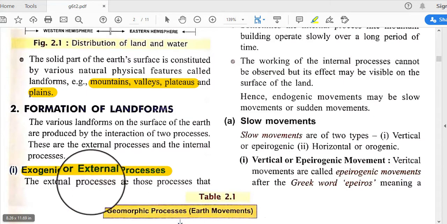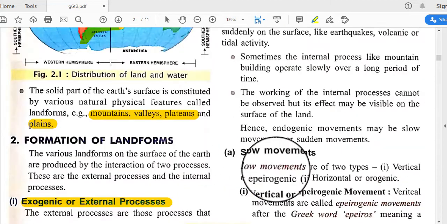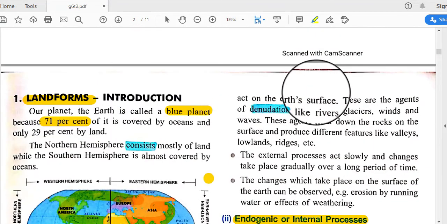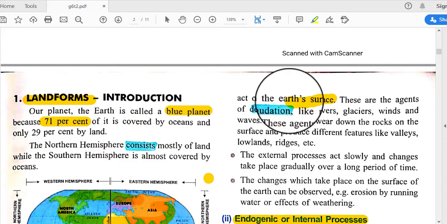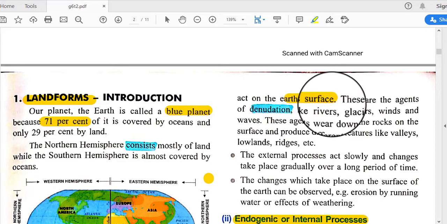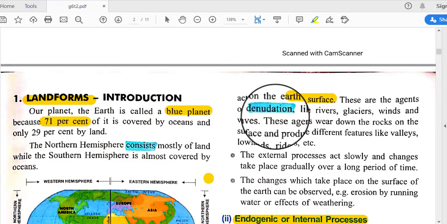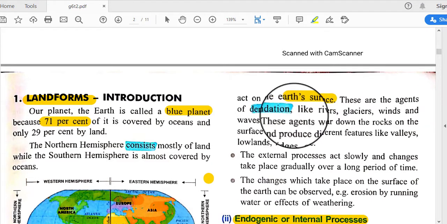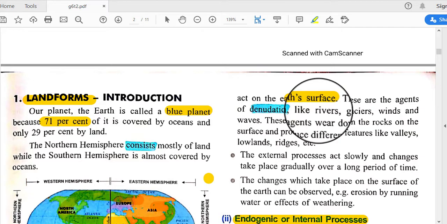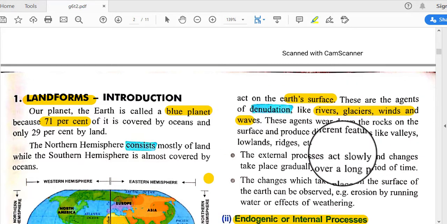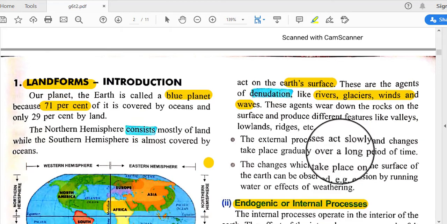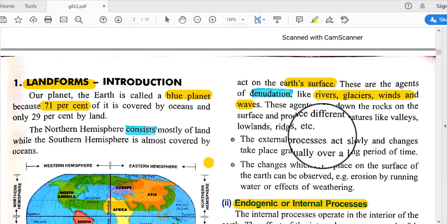The external processes are those processes that act on the earth's surface. These are related with the earth's surface, and these are the agents of denudation. Denudation includes various methods like river, glacial, wind and waves, and these agents wear down the rock on the surface and produce different features like valleys, lowlands and ridges.